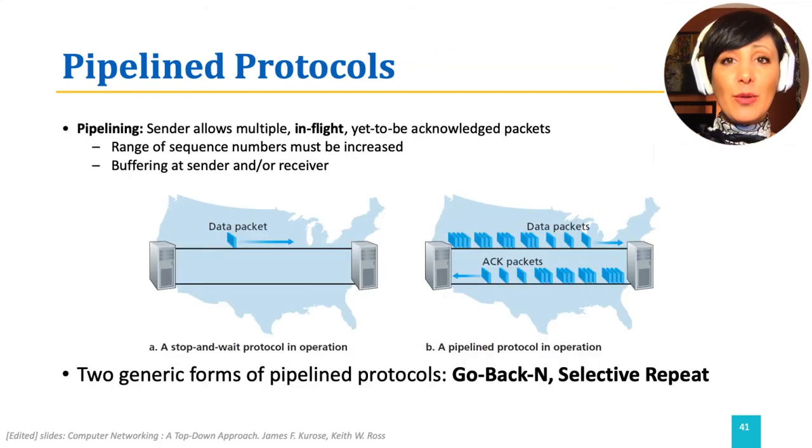We need 2 things to make pipelining happen: more numbers used for sequence numbering of the packets, and buffering at the sender and receiver. We are going to discuss 2 generic forms of pipeline protocols that can help us achieve this: go back N and selective repeat.